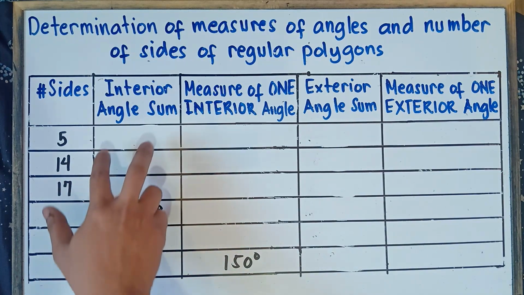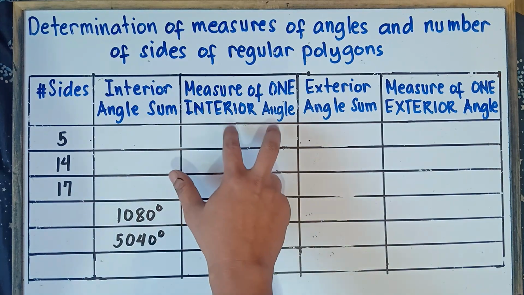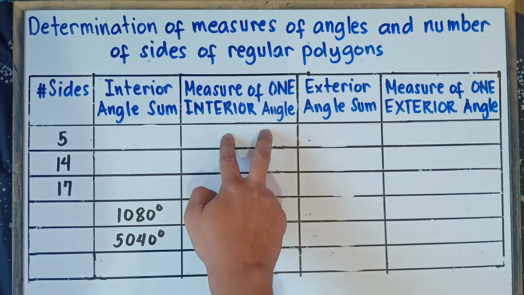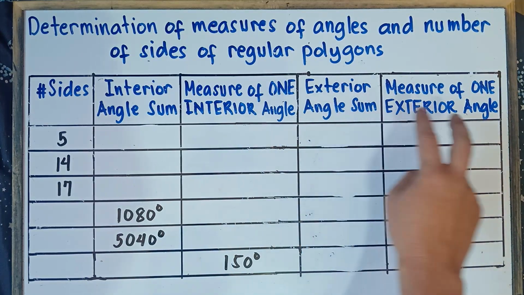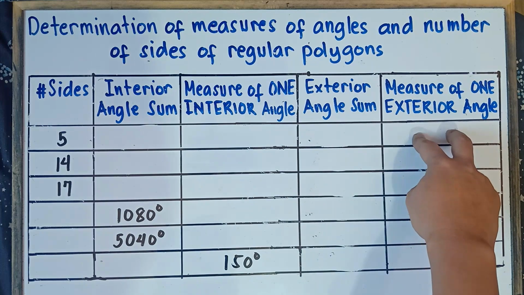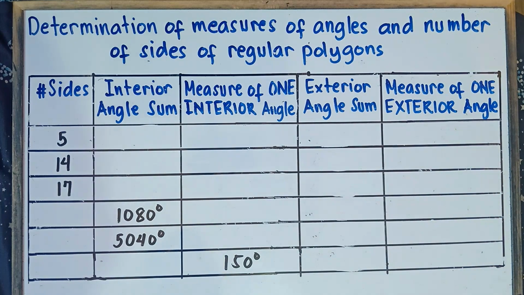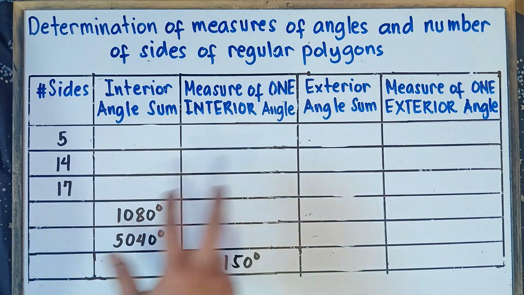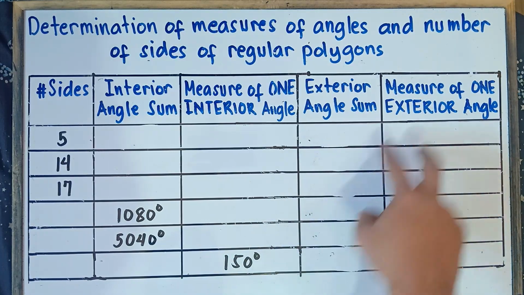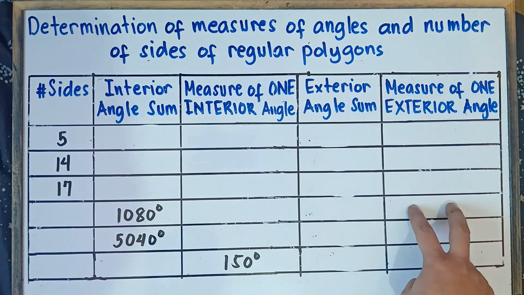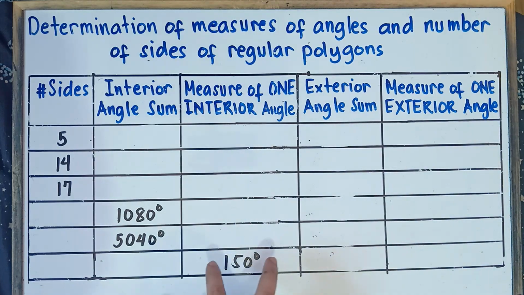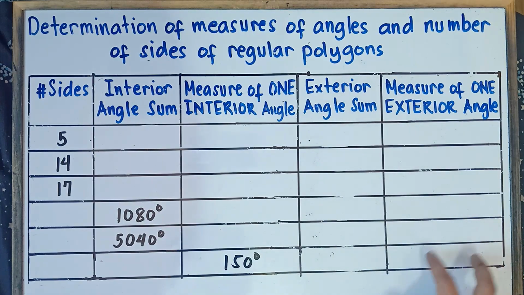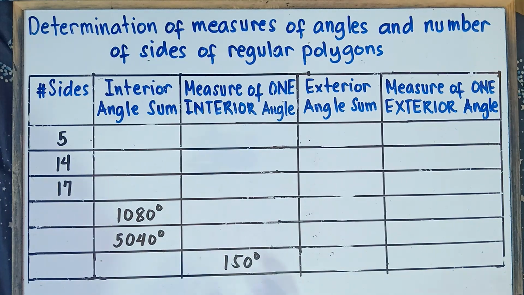And then we're told to find the interior angle sum, the measure of one interior angle of a regular polygon, the exterior angle sum, and the measure of one exterior angle of a regular polygon. In another example, we have a given interior angle sum, and we're told to find the sides, the measure of one interior angle, the exterior angle sum, and the measure of one exterior angle. Then we have another example in which the measure of one interior angle is given, and another in which the measure of one exterior angle is given. So we will have plenty of examples for you to really understand this.